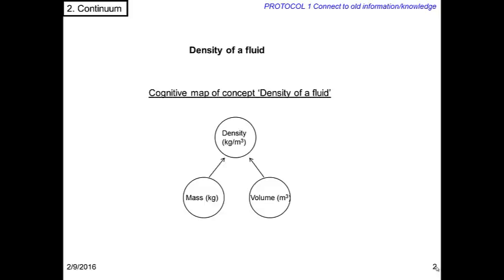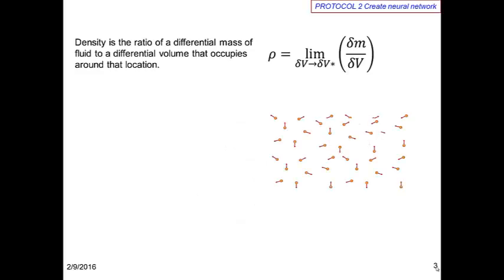Looking at this cognitive map, you must be able to identify how density is related to mass and volume. Density is mass of fluid per unit volume. A more accurate representation of density is discussed next.